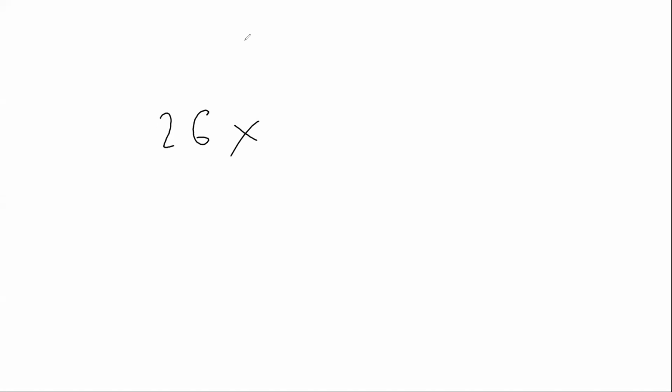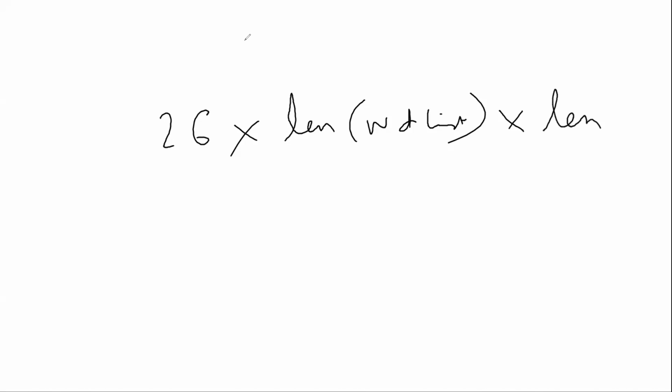Let us go to what Uday is saying. 26 into the length of the whole word list, the length of the word list, into the length of the string. The length of the string is constant in this case, right? All the strings would be of equal length, something like that.